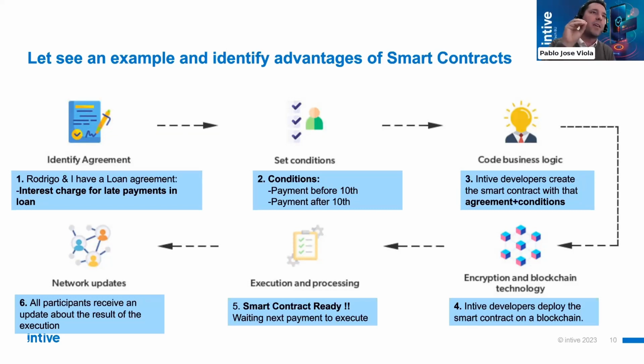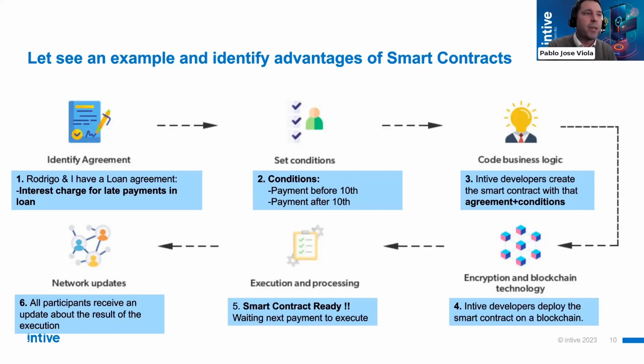So let's identify the advantages of having a smart contract between Rodrigo and me. First of all, Rodrigo cannot change the payment date or the payment amount. I can't do it either. Then another advantage is that whenever required, we can check all the payments I made to Rodrigo. And there is another advantage: there is no need for a third party to be involved, so there is no middleman who can favor Rodrigo or favor me.